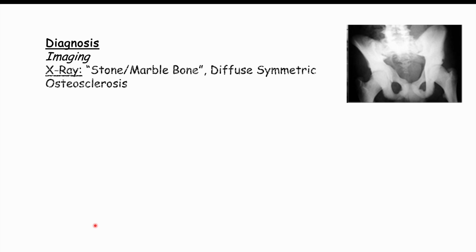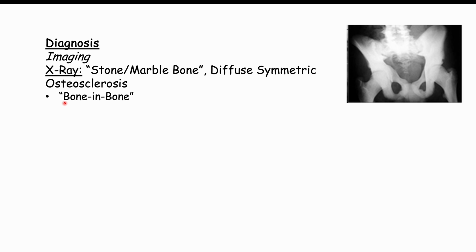Let's discuss how clinicians diagnose osteopetrosis. So again, imaging is going to be the key hallmark way that we can diagnose this condition. So oftentimes we can see what we describe as stone or marble bone. And this is where we would see diffuse symmetric osteosclerosis. So thickening, dense bones, it's going to be diffuse, many different parts of the body, and it's going to be symmetric on both sides of the body.